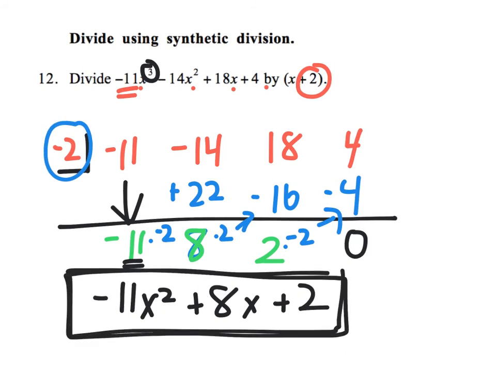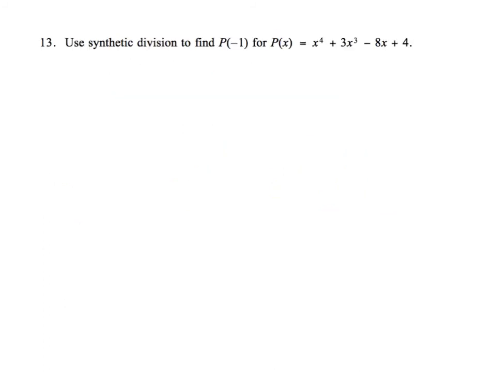All right, we have one more. I'm sorry, this video is long. Again, we're using synthetic division to find our answer. Actually, you use synthetic division to find p of negative 1. Okay, you have two options here. You can use synthetic division if you want, which is awesome. We've already talked about it.